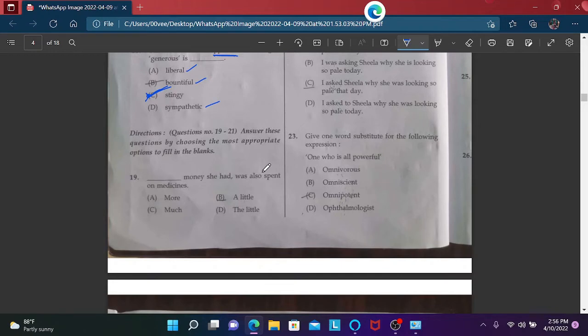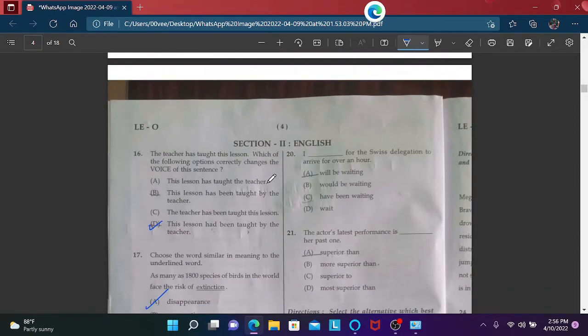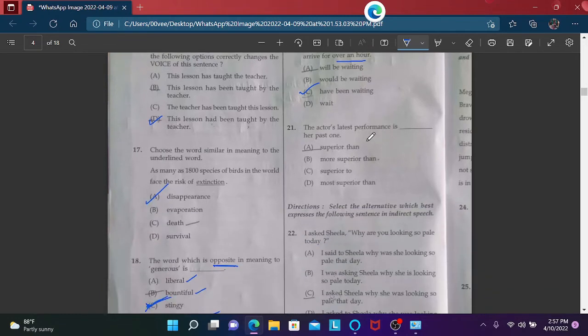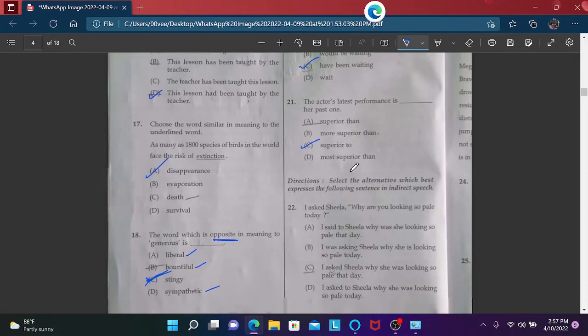Then question number 19. Dash money she had was also spent on medicine. A little money she had was also spent on medicine. Okay, option B. Then question number 20. I dash for the Swiss delegation to arrive for over an hour. So, I have been waiting for the Swiss delegation to arrive for over an hour. Question number 21. The actor's latest performance is dash her past one. So, the actor's latest performance is superior to her past one. Answer is option C, superior to.